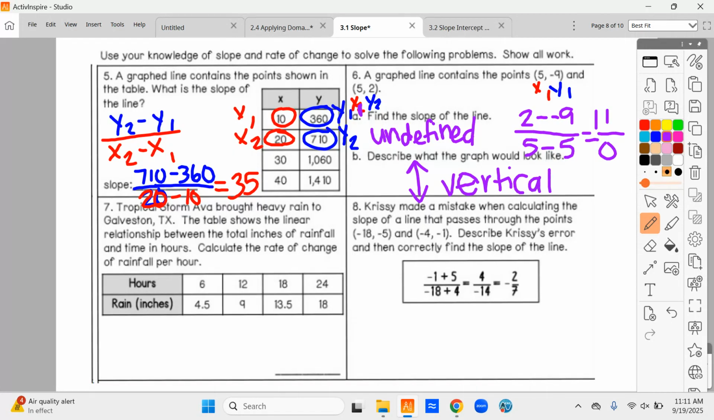The slope is undefined. It's a cliff. We cannot bike on it. Tropical Storm Ava brought heavy rain to Galveston.